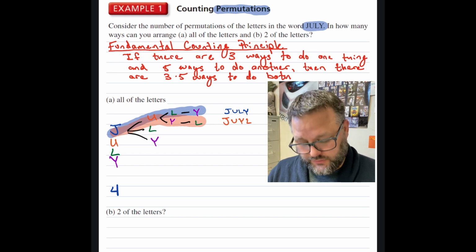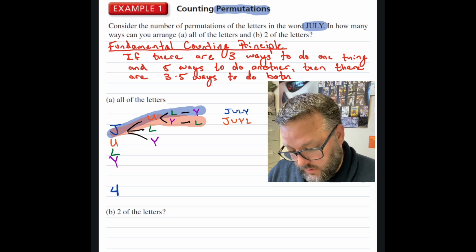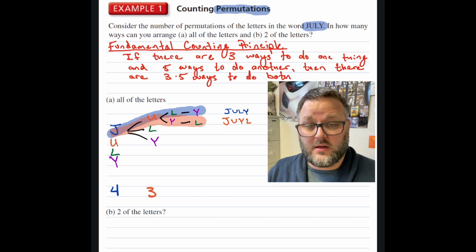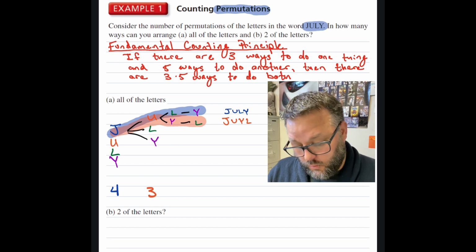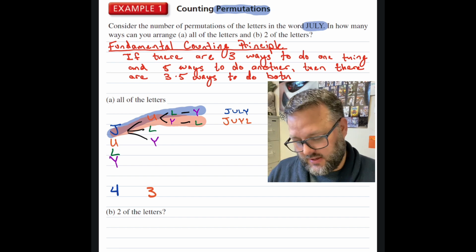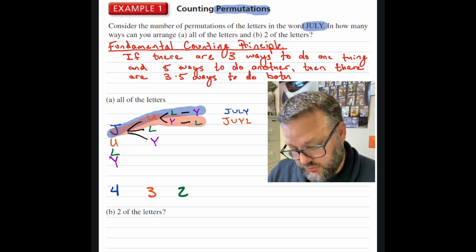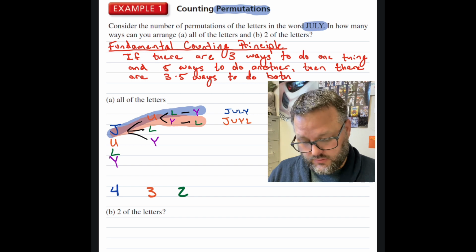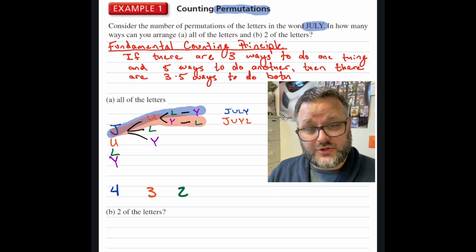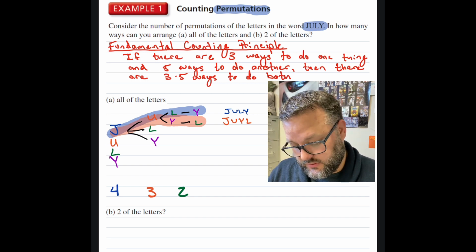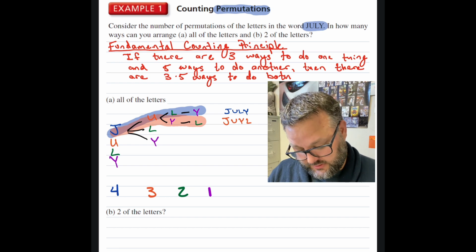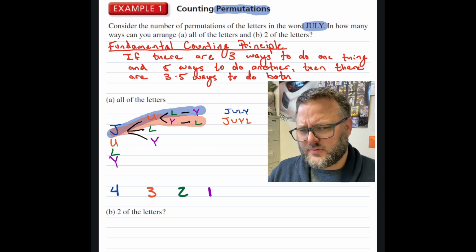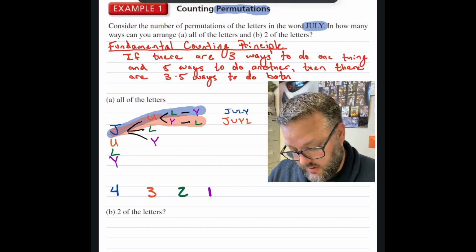After we choose that first letter, we now only have 3 we can use for the next letter. Once we've chosen the first and the second letter, we're left with only 2 choices on how many of the letters we can use. And lastly, once we choose the first 3 letters, there's only 1 choice left.